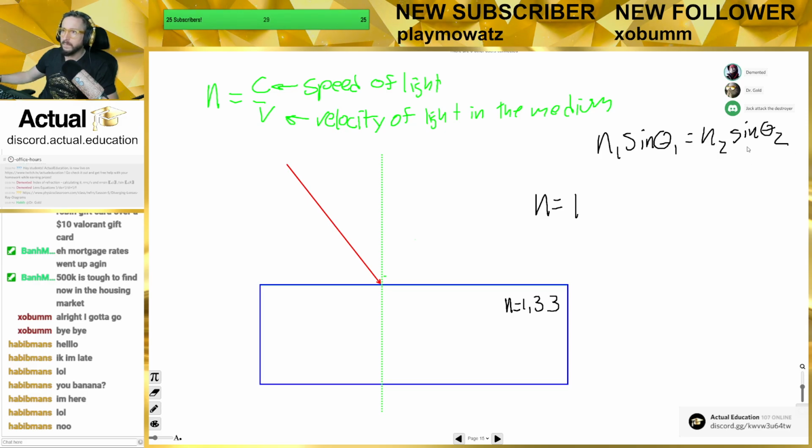So this is going to be, for instance, n1. This is going to be n2. n1 and n2 refer to the indices of refraction of the two different mediums.